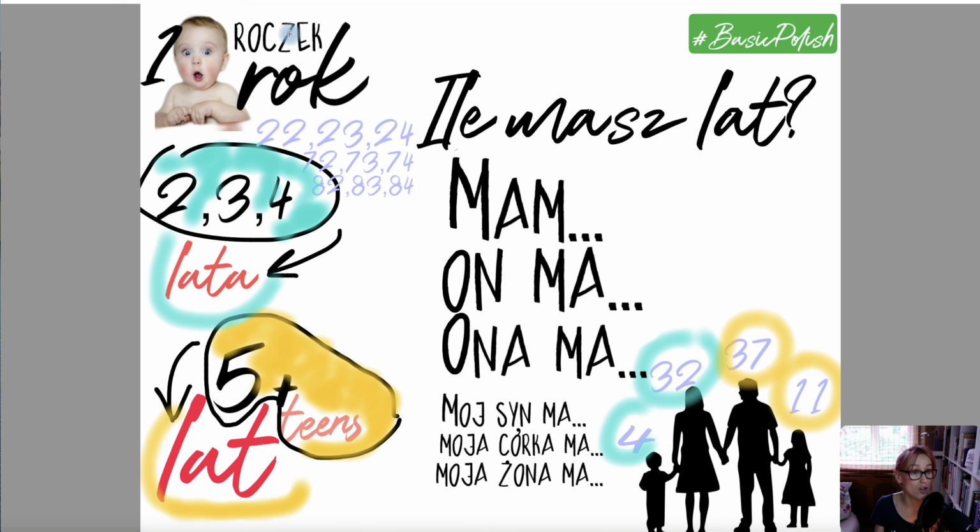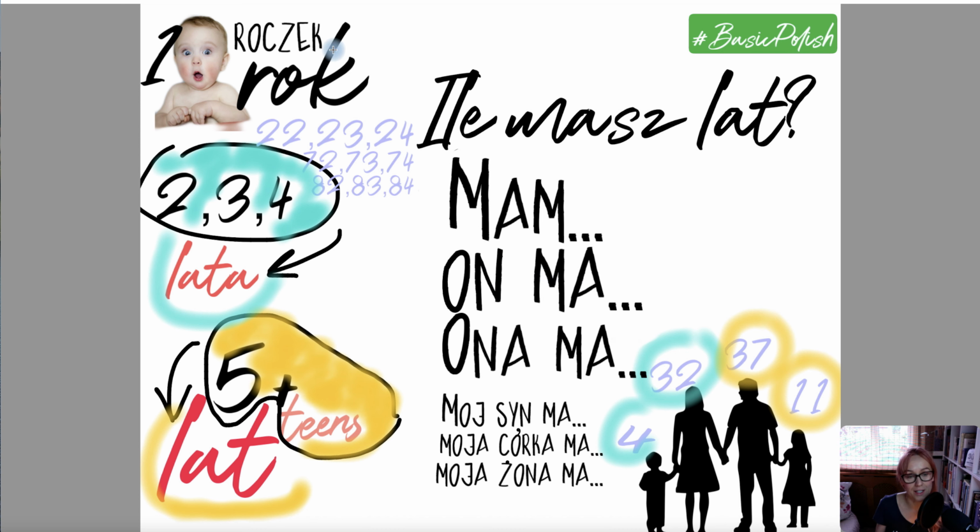Rok or roczek. We also say roczek when it comes to children. So either rok or roczek. You don't have to say jeden because it's self-explanatory. Rok is just 1, roczek just 1, so jeden is not needed. You can say it, but it's optional. So ona ma rok, ona ma roczek. She's 1. If that was a boy, we would say on ma rok, on ma roczek.